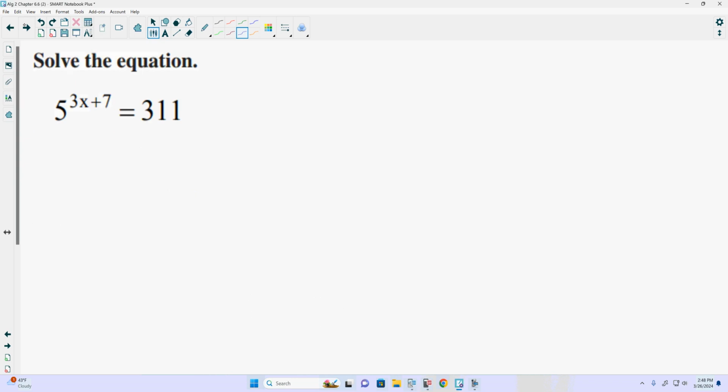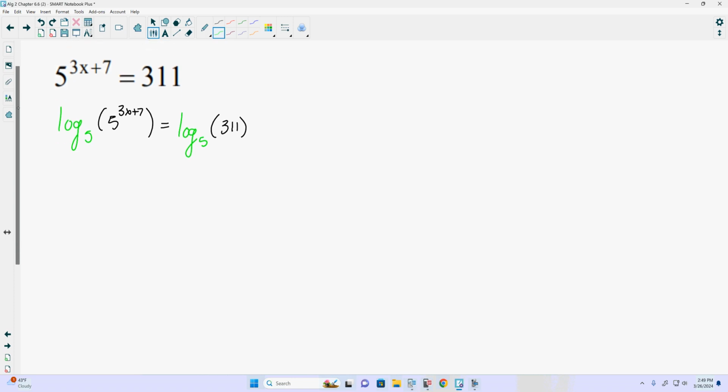5 to the 3x plus 7 equals 311. What can we do first? Log base 5 of 5 to the 3x plus 7 is equal to log base 5 of 311. Because again, we use log base 5 so that the left-hand side simplifies nicely.